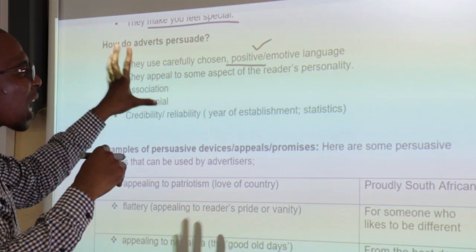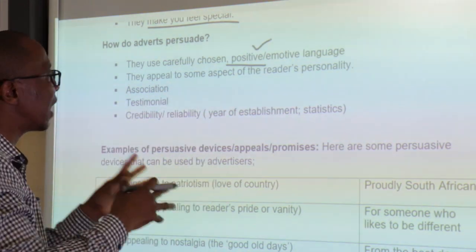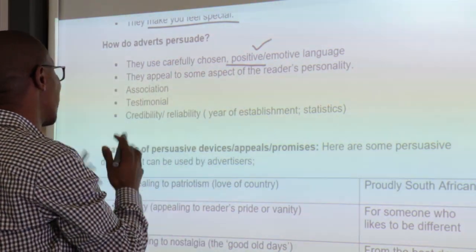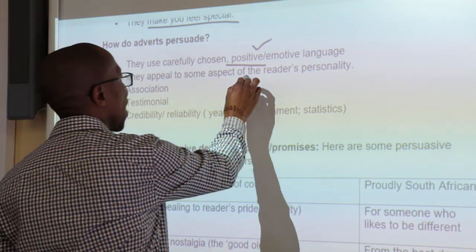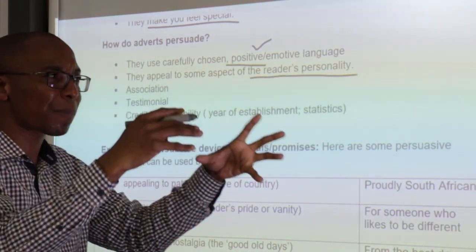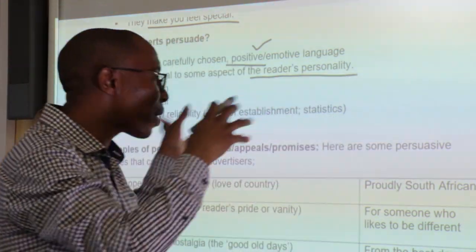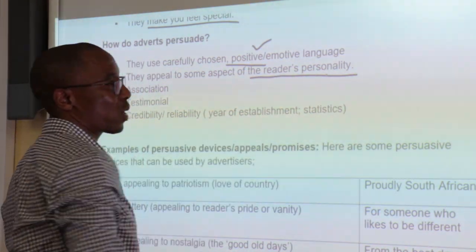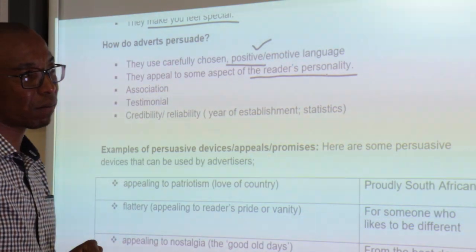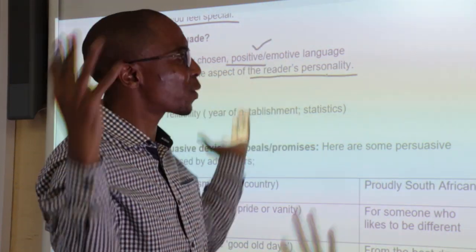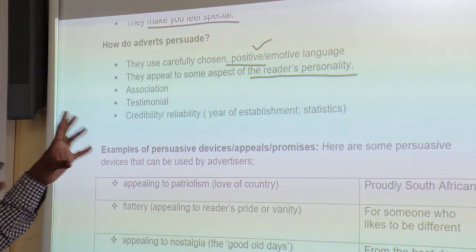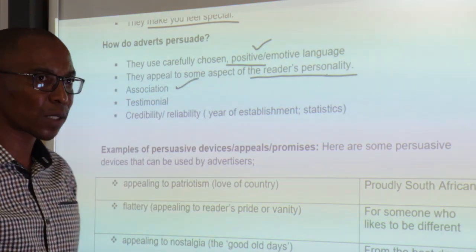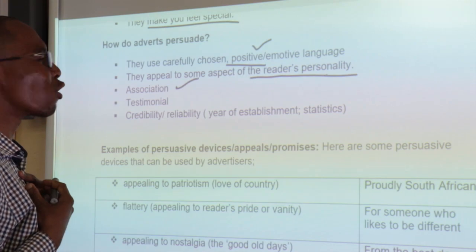Or don't worry about the new products that you've seen recently. Focus on us. We've been here for quite some time. So use us. They appeal to the reader's personality. So they know that the young people would like to wear this kind of clothing, and then they make sure that they focus on them. Association. That's why the advertisers will use famous people, whether it's musicians, soccer players, and so on. Why? So that you associate and say, if Lucas Radebe is using this product, why not me? Who am I not to use it?